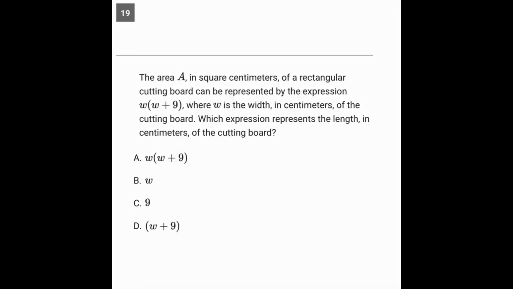Now going to question number 19. Here we're being told about a rectangular cutting board. So let's put a little rectangle on here. And we're told that the width is W, but the entire area is W times W plus 9.